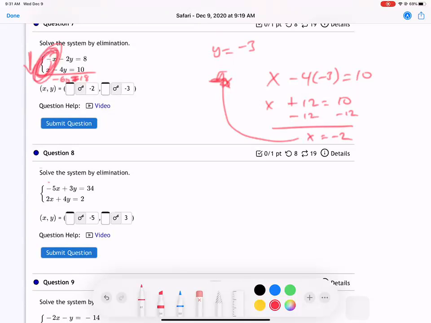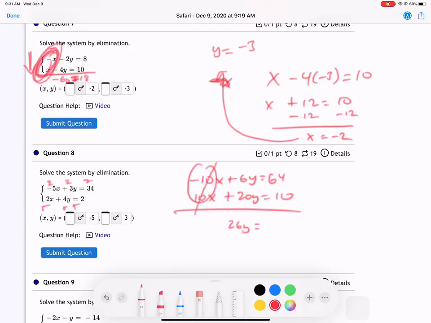So if I multiply the top by 2, 2, 2, and the bottom by 5, 5, 5, we end up with x's that now look alike. Oops, I'm multiplying by 5, I'm sorry. That's 20, y is equal to 10. So now we look at this new problem, and we see that the x's would cancel each other out. Positive 10, negative 10. That's gone. And we're left with 26y is equal to 74. Is that right? 74?